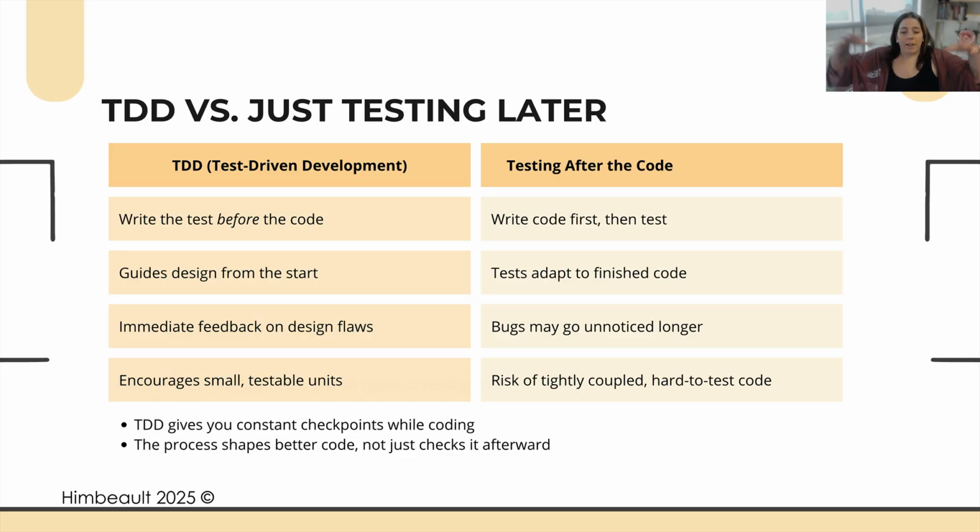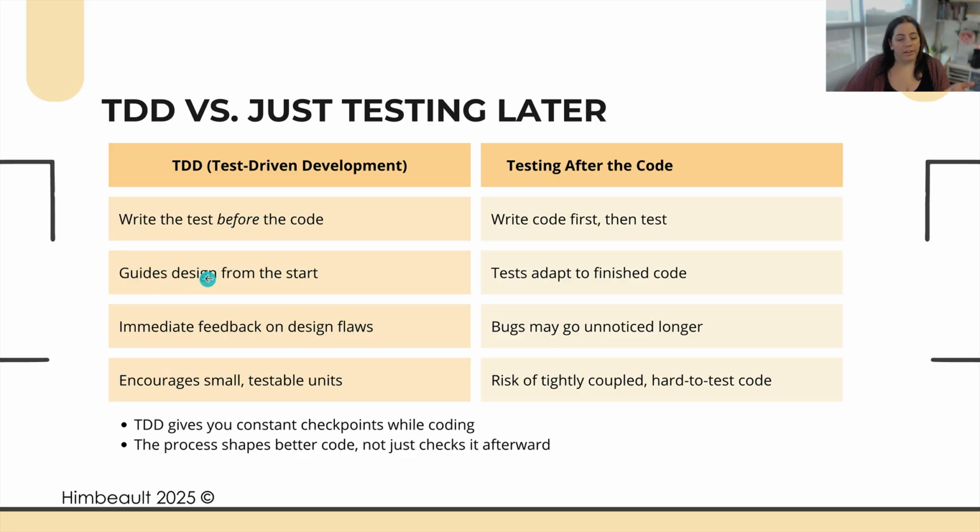All right, so here I have a really nice table where we can see test-driven development on one side and we can see testing after we wrote the code on the other side. And again, I'm not saying one is more valid than the other. It just depends on the situation. Now, TDD is when we write our test before, testing after is when you write your code and then you write your tests for your code.